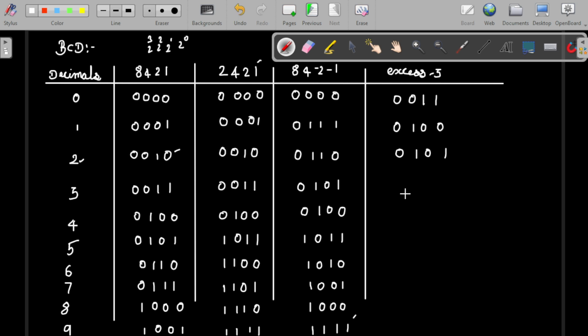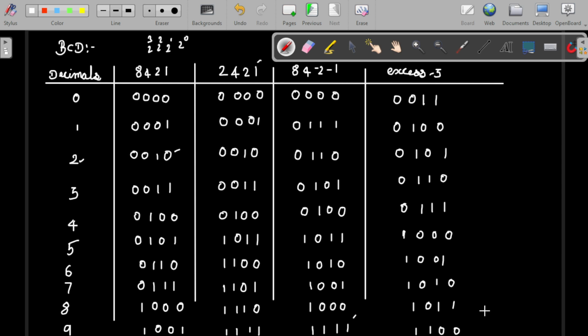So this is nothing but Excess-3. We have to add 3 to all the numbers, and then we have to represent it. So this is 0 1 1 0. Then this is 0 1 1 1, then 1 0 0 0, and here it is 1 0 0 1, and 1 0 1 0, and 1 0 1 1, then 1 1 0 0. Okay, I think you are able to get this table, right? So this is how we have to represent the BCD. These are the different types of BCD that are available.